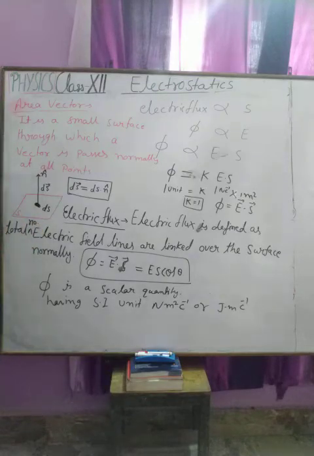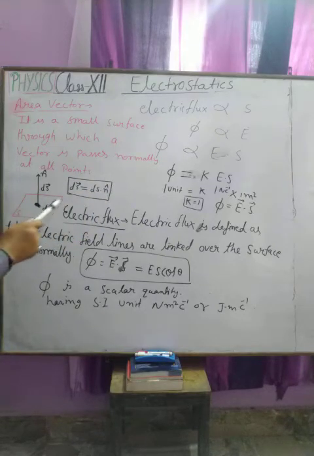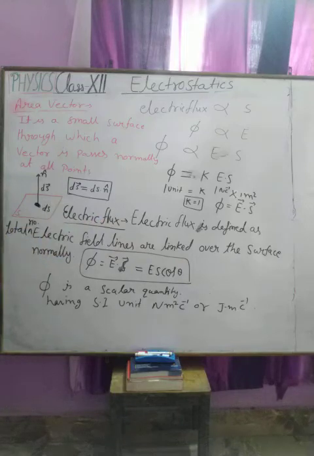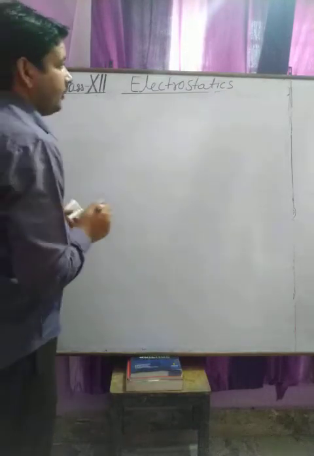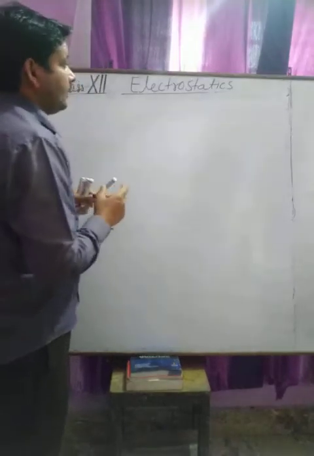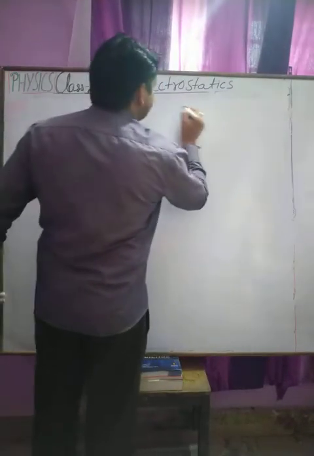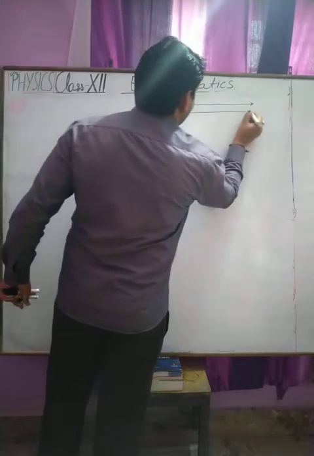Okay, student. Electric flux is defined as the total number of electric field lines linked over a surface normally. Now, student, we have a plane surface which is placed in a uniform electric field.